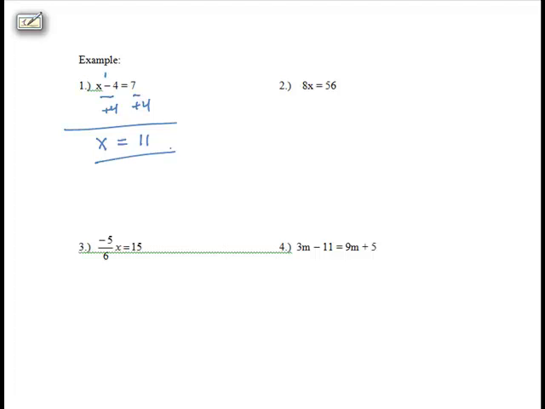So at this point, I've solved the equation, but once again, I want to take time to check it. Plug it back into the original equation. 11 minus 4 is equal to 7, which checks out. 7 is equal to 7.